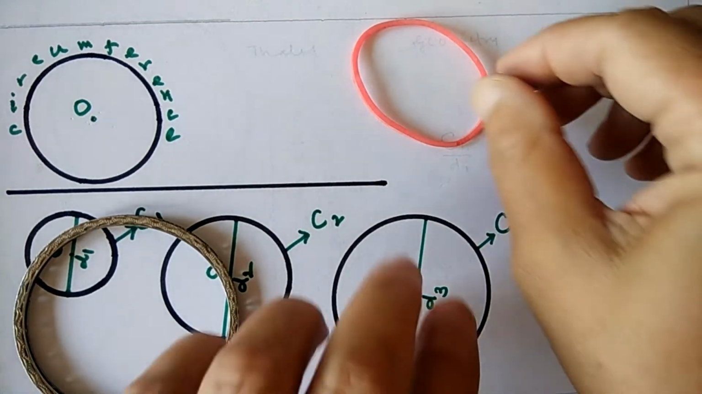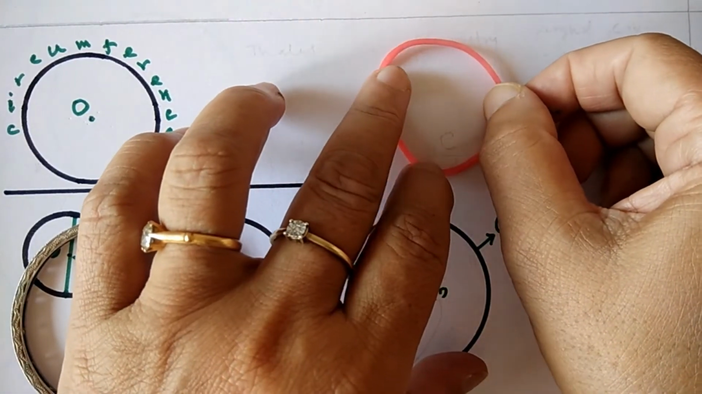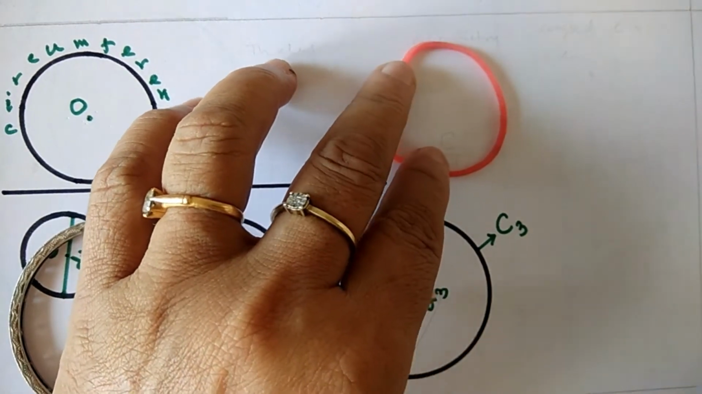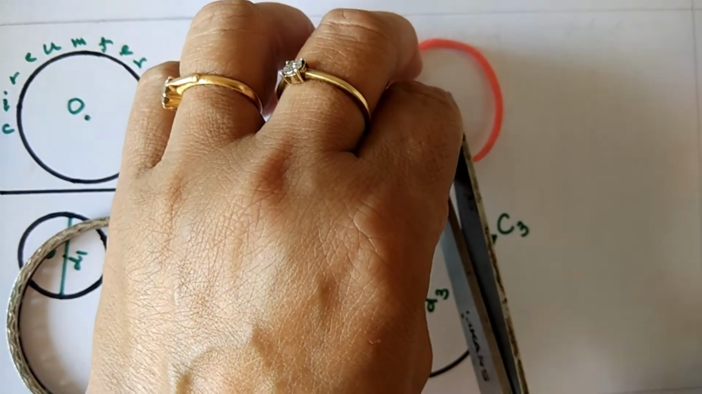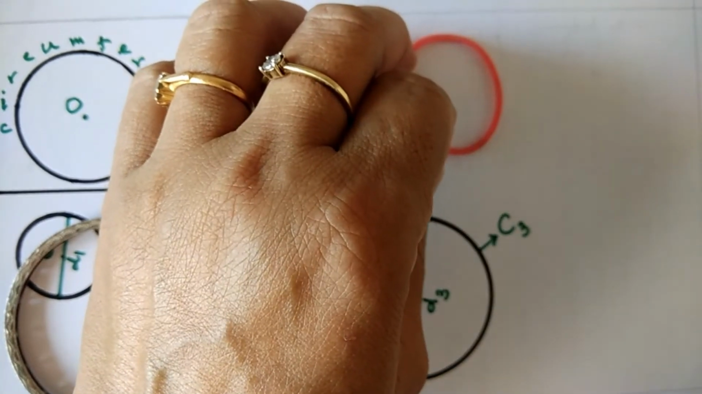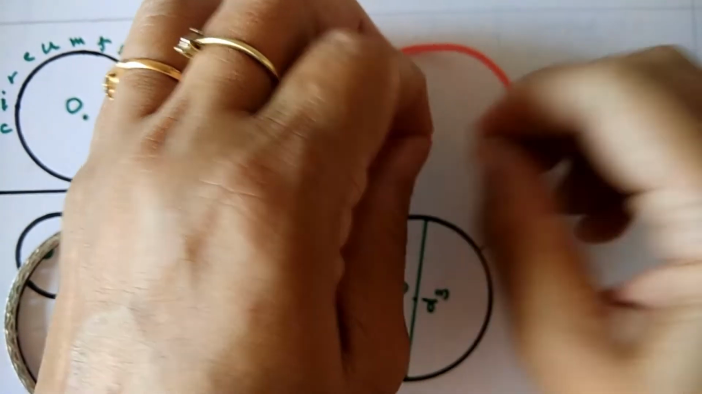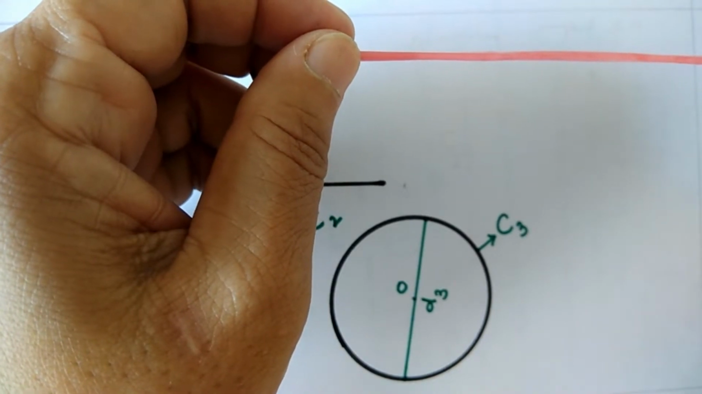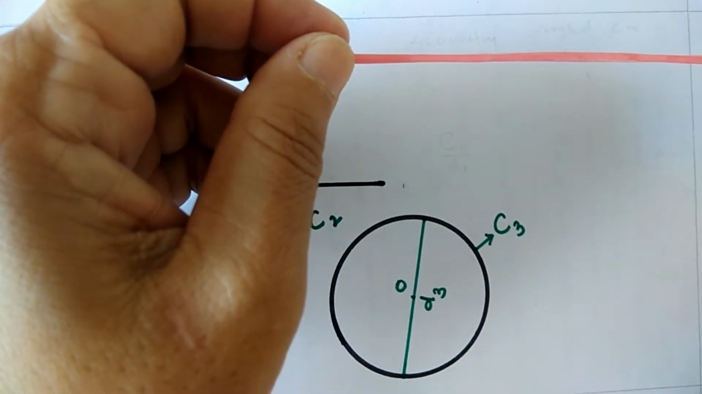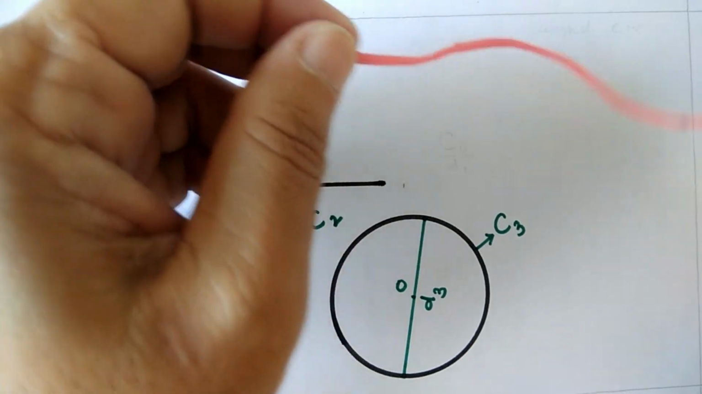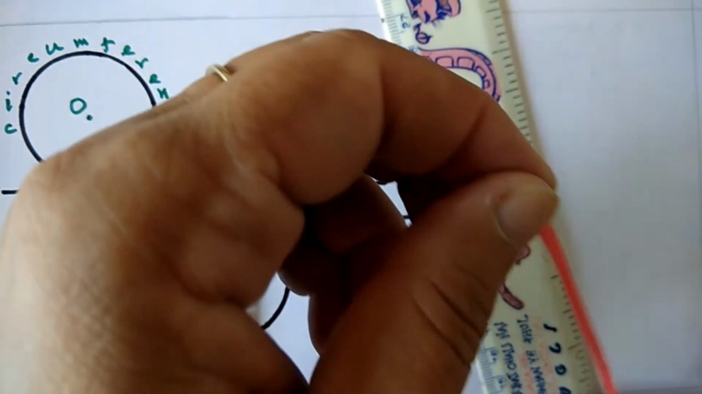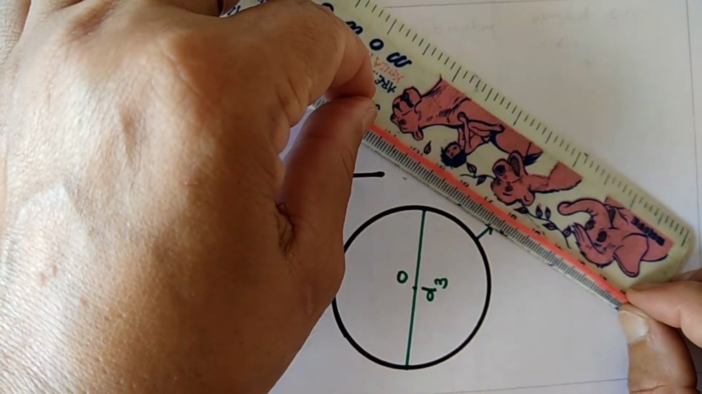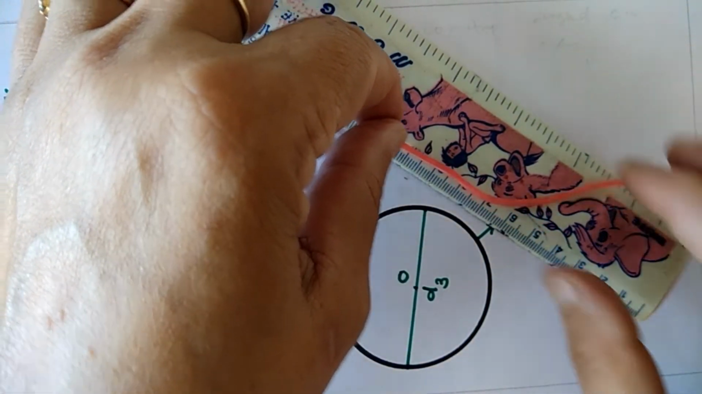Like here you see, I have taken a rubber band, consider it as a circle, and if I cut it at one point, then the length of circumference of the rubber band is this one, and we can place it on a ruler and we can get the measurement.